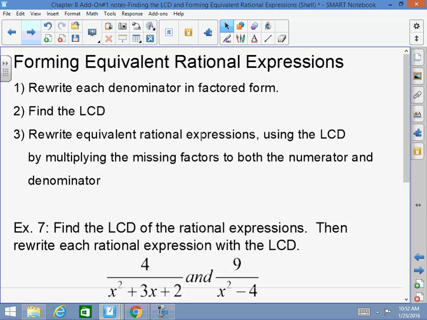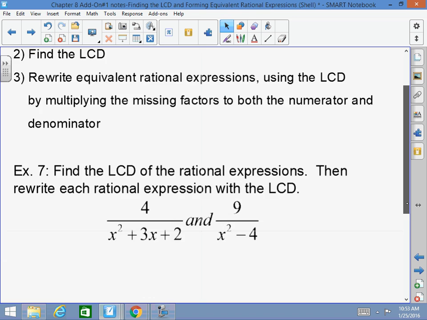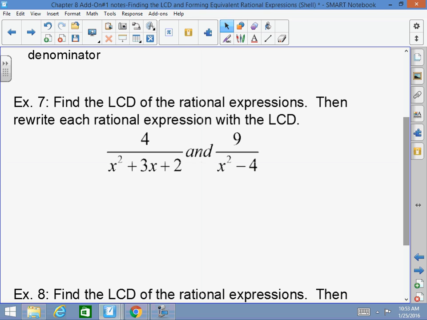Why would it be equivalent, Mr. Morrow, if you're multiplying stuff? Well, as long as I'm multiplying the same value to the numerator and the denominator, what is the value of anything divided by itself, guys? 1. So I'm not changing the value, I'm changing the appearance. What is this crazy man talking about?